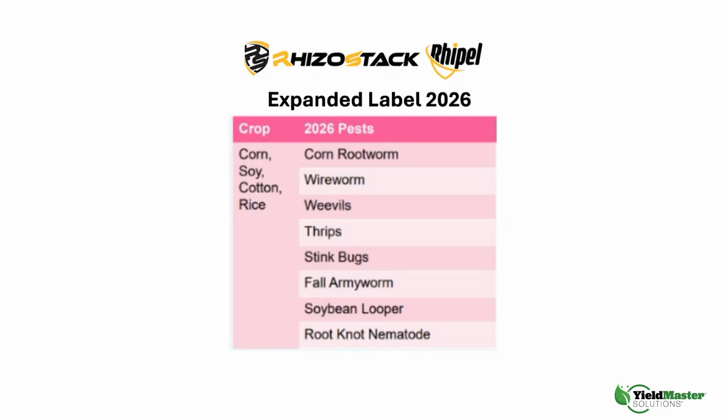So we did pick up armyworm on that label, and then as you can see to the left, soybeans, cotton, and rice are also on here. So soybean looper and then root knot nematode on all crops. That's something we're kind of excited about. I think it opens up the market to our dealers and our customers a little bit more, that we're not just getting a corn rootworm product here. This is more than rootworms.